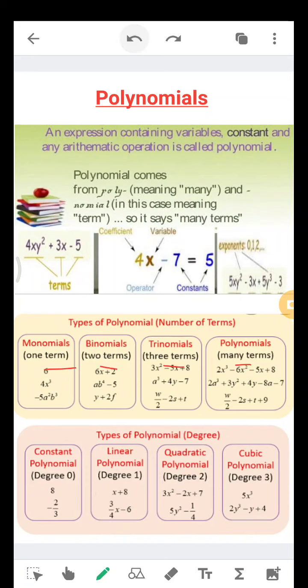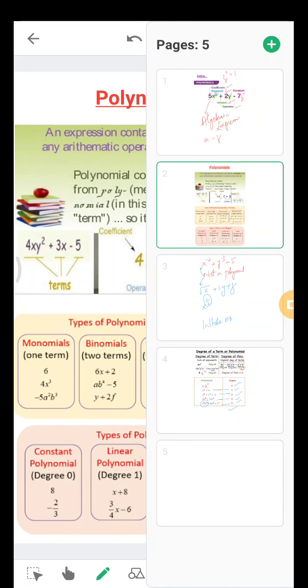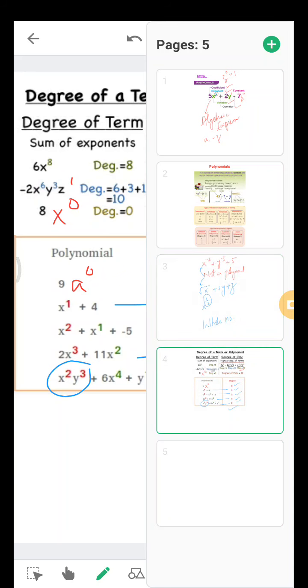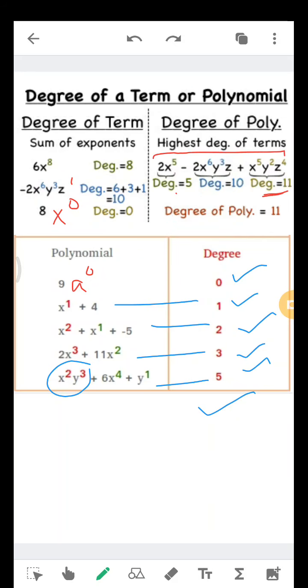So these are the basic things. Using these concepts you can try the first exercise. You can easily do exercise 1 of your textbook. Hope you all are clear with this.